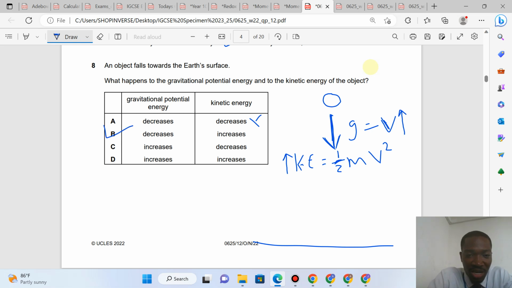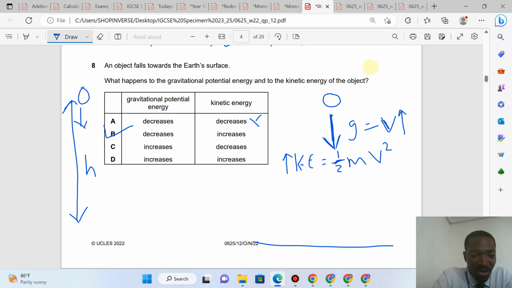Why? Gravitational potential energy is decreasing because it is falling. When something is falling, the height of that object above the ground level continues to decrease. Later it will be in this position, so the height becomes from here to here. Initially, the height was from here to here, but now the height has reduced. So since height is decreasing, gravitational potential energy continues to decrease. So B is the correct answer. Potential energy keeps decreasing while kinetic energy keeps increasing.